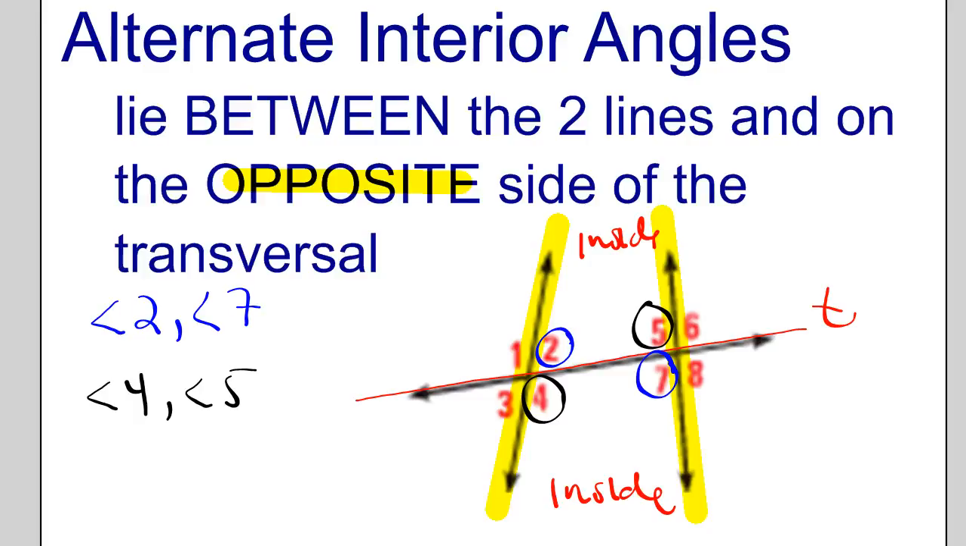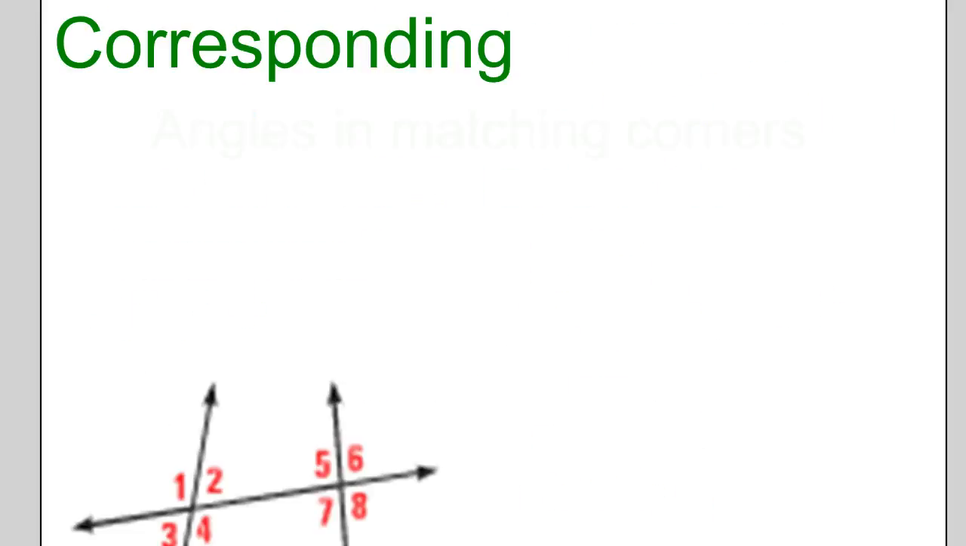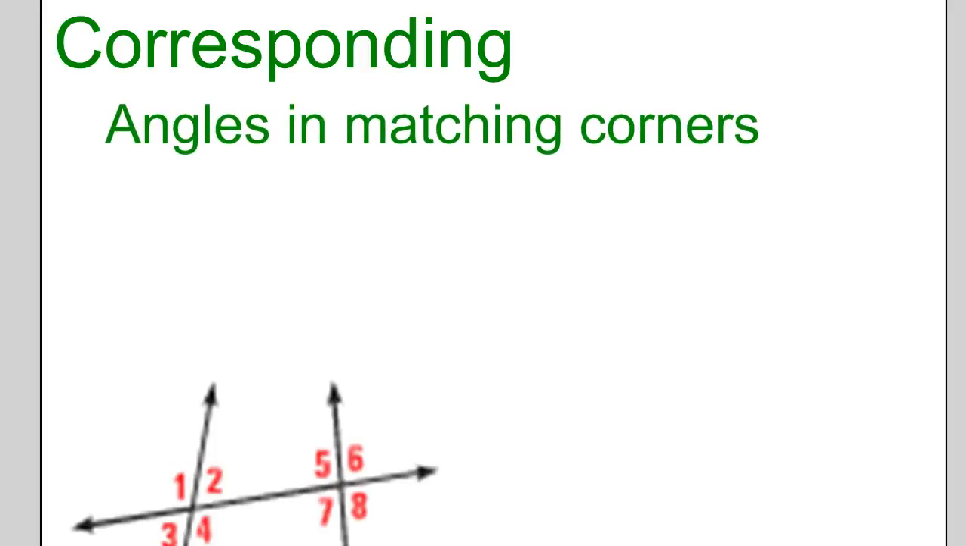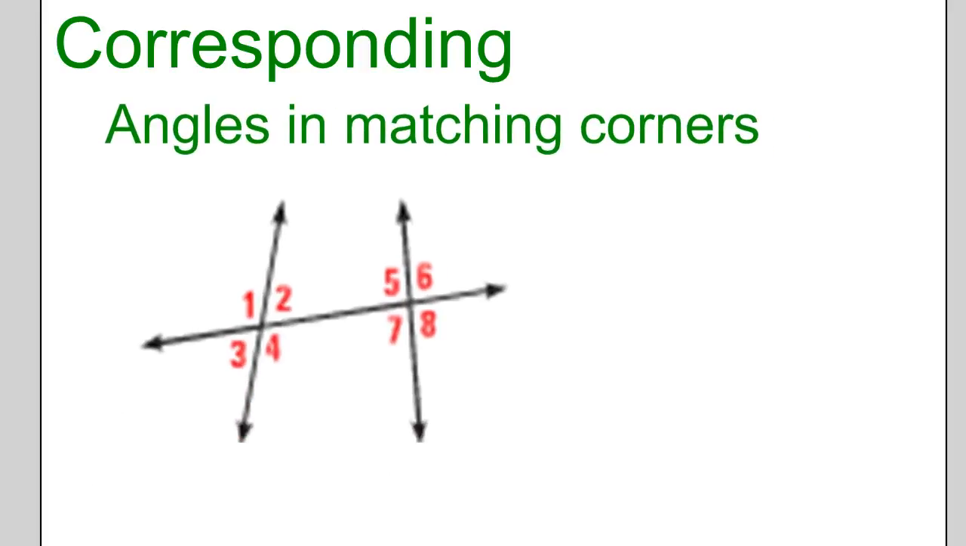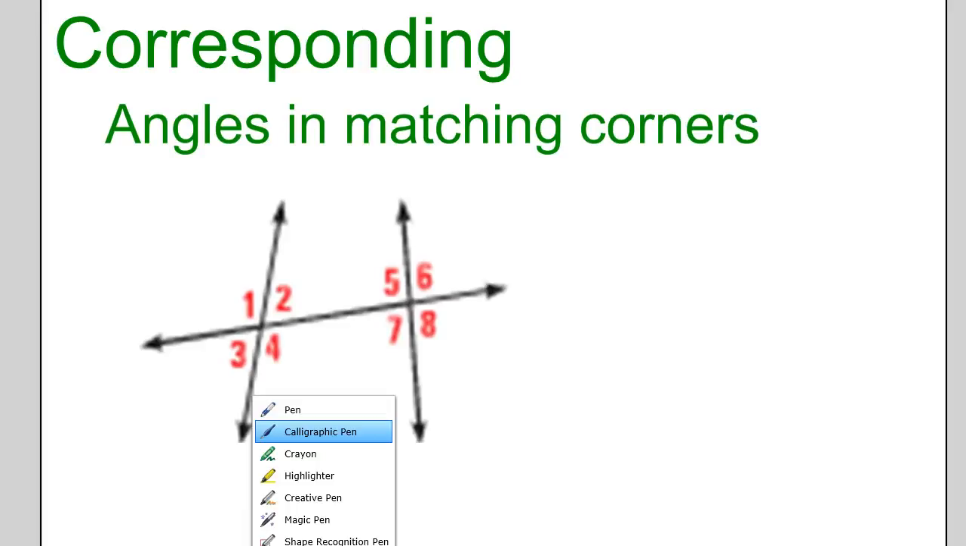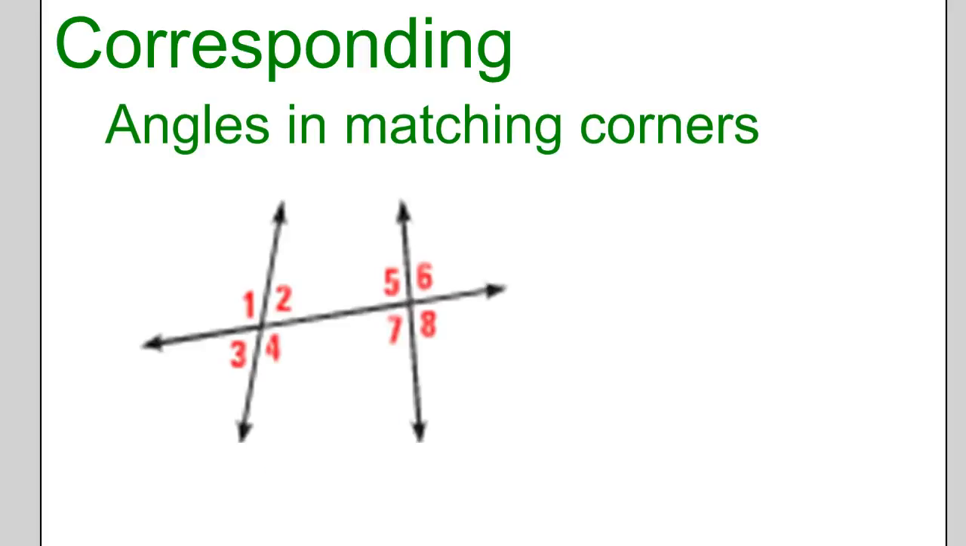All right. Pause this. Come back when you're ready. Ooh, corresponding. I think this is our last one, but I'm not 100%. Corresponding angles: angles in matching corners. So we have a ton of corresponding angles here. If you think about these as an intersection, angle 1 is in the northwest corner over here. Well, who's in the northwest corner on my other intersection? Angle 5. So angle 1 and angle 5 are corresponding.